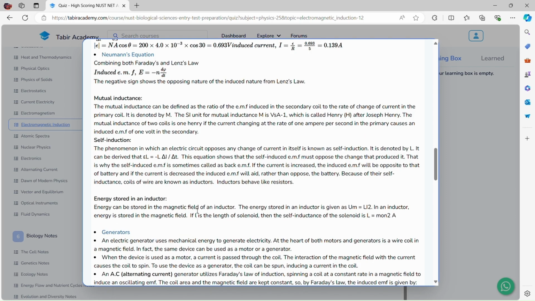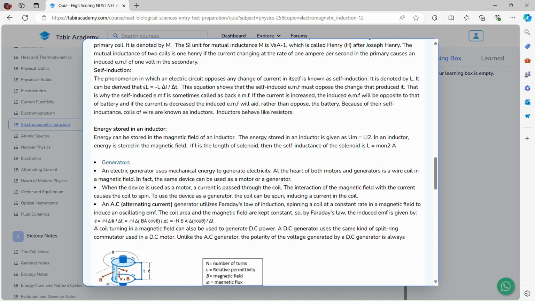Energy stored in an inductor. Energy can be stored in the magnetic field of an inductor. The energy stored in an inductor is given as U equals one half L I squared. In an inductor, energy is stored in the magnetic field. If l is the length of the solenoid, then the self-inductance of the solenoid is L equals mu naught n squared A l.